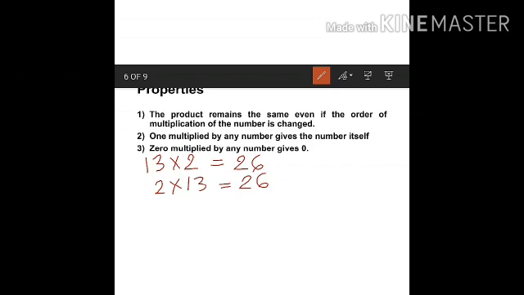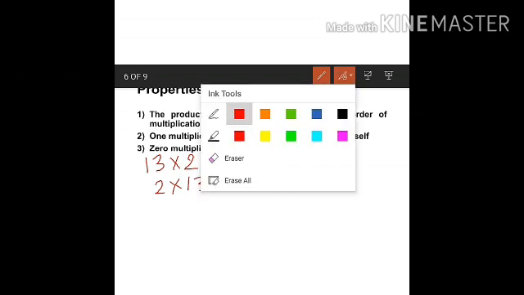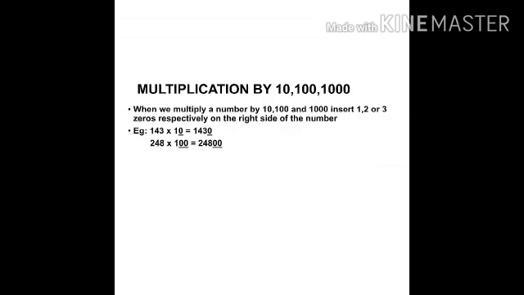Now, next one is 1 multiplied by any number gives the number itself. Again, 0 multiplied by any number, we get 0. If you are multiplying any number by 0, we get the answer as 0 itself. Now, you can move to the next one.